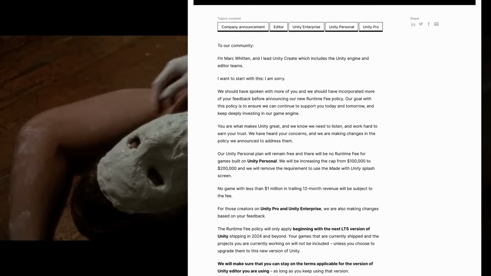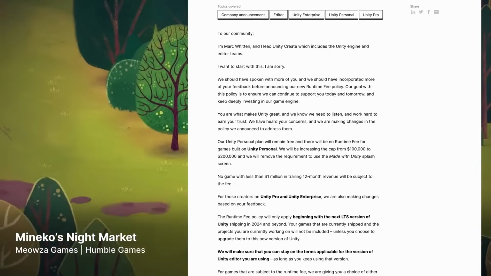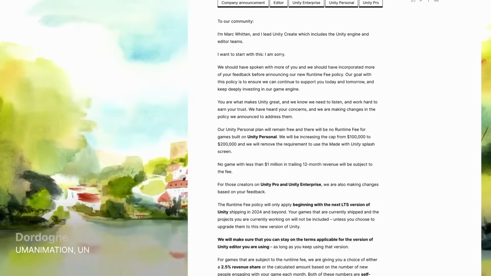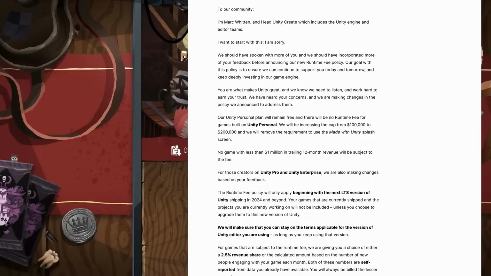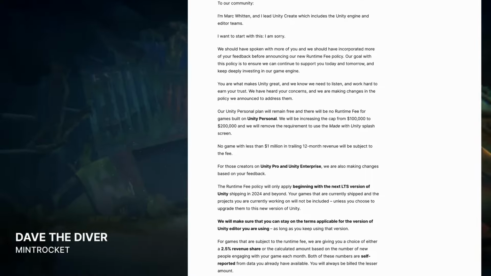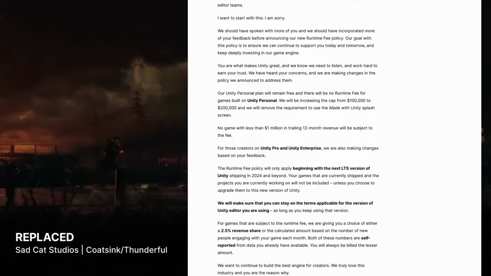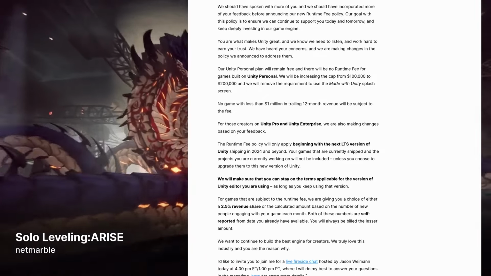For Unity Pro and Enterprise creators, the runtime fee will only begin to be applicable for those who upgrade to the next LTS version of Unity and beyond, the next of which is due to ship in 2024. Perhaps the most important part of this whole announcement is that Marc states, "We will make sure that you can stay on the terms applicable for the version of the Unity editor you are using as long as you keep using that version." If I understand this correctly, this means that providing you don't upgrade Unity, you will never be impacted by further changes Unity make to their terms of service, such as future pricing changes.